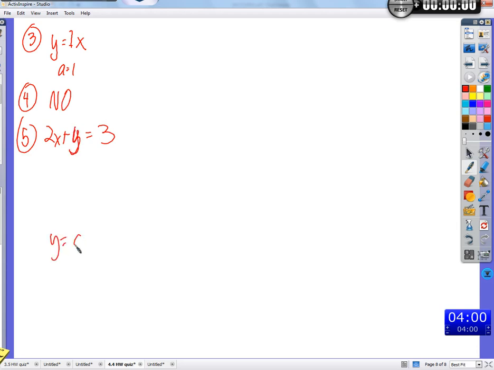Got to try and get it to look like this, right? Meaning y needs to be by itself. When y is by itself, we should just have enough times x. How are we going to get y by itself? Subtract 2x. Y equals negative 2x plus 3. Is that direct variation? No, it's not, because we need to have a plus 0 here always for direct variation. This is a no.